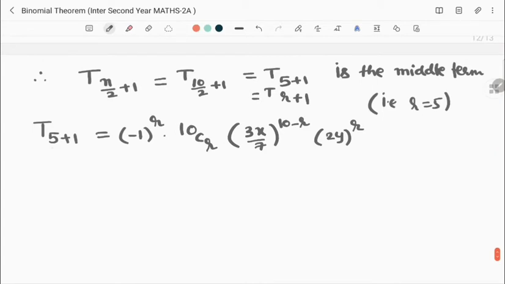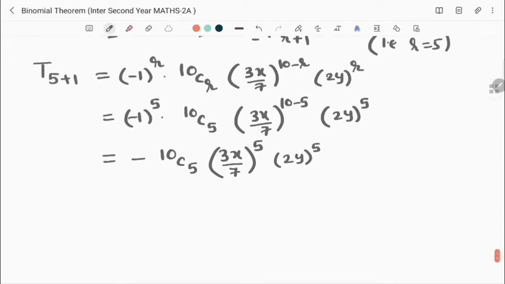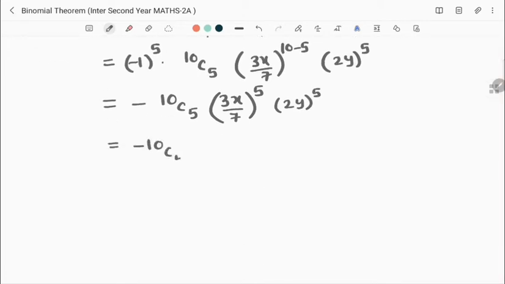We got the r value, r is equal to 5. So (-1) whole power 5, 10C5, (3x/7) whole power 10 minus 5, (2y) whole power 5. (-1) whole power 5 is an odd power, so it is minus only: minus 10C5 (3/7) whole power 5 into 2 power 5 x power 5 y power 5. No need to write it further, you can leave it like this.